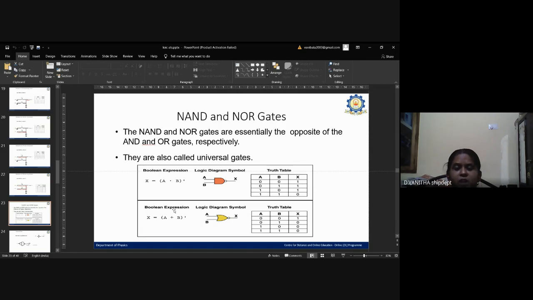The logical diagram is denoted this way. In this truth table, if both inputs are 0, we get the output as 1. If any one of the inputs is 1, we get the output as 0. So these will be the conclusions from the truth table of NAND and NOR gates.